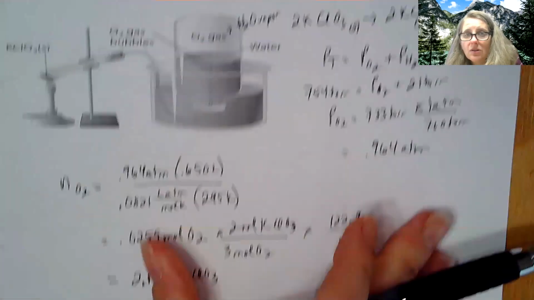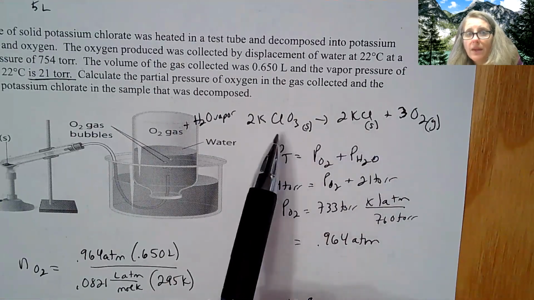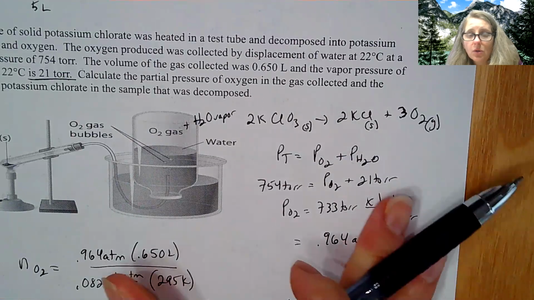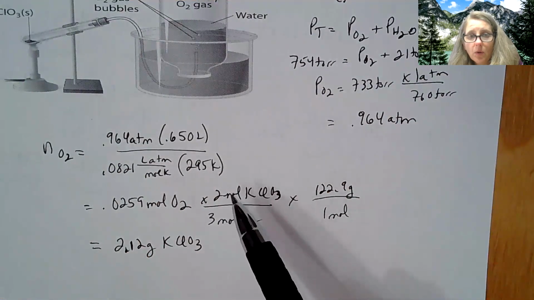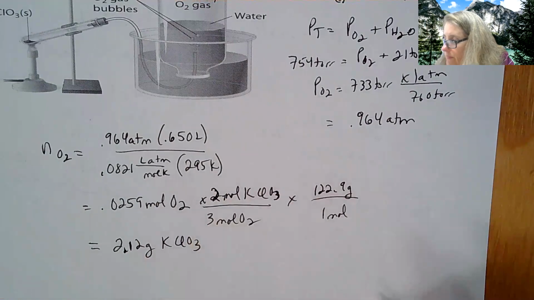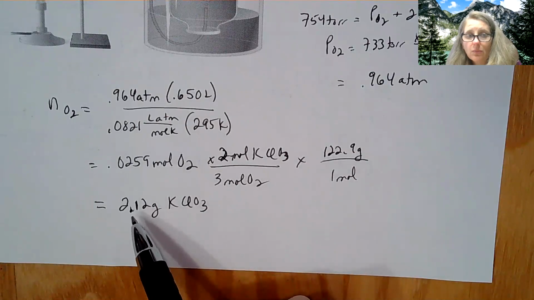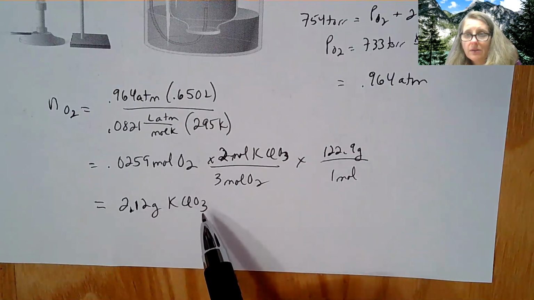Where it gets fun and exciting is the fact that since I have the number of moles of oxygen, I could go back to my balanced chemical equation. I say, well, for every 3 moles of oxygen, I have 2 moles of potassium chlorate. So I could set up my mole ratio as 2 moles to 3 moles, and then I could convert it back to grams, and my final answer is about 2.12 grams of potassium chlorate.